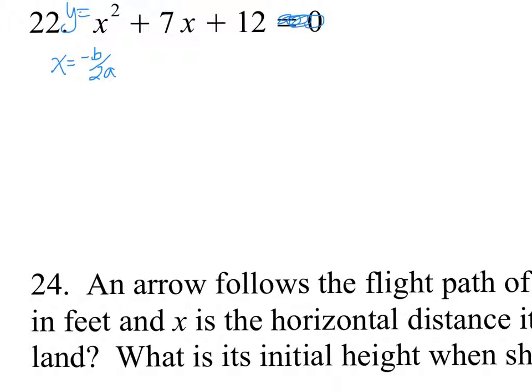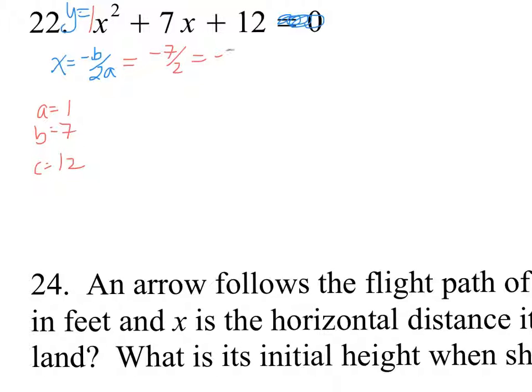So for graphing, the first thing you want to do is find the vertex. It definitely is in one of those places. x equals negative b over 2a. By the way, what's a, b, and c? A is 1, B is 7, C is 12. So this is negative 7 over 2 times 1, which is 2.